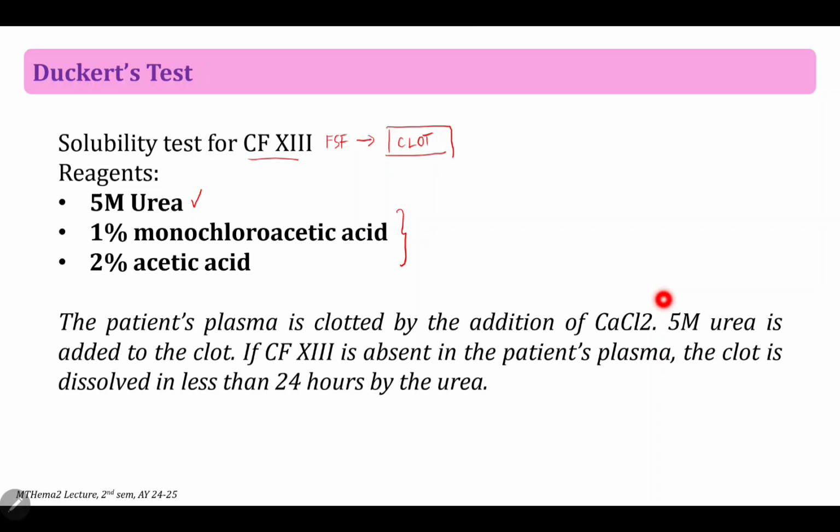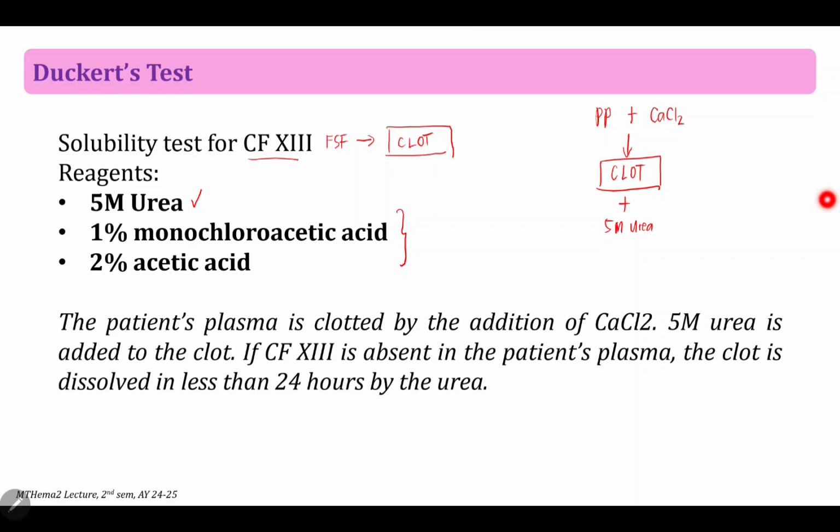Now, in Dockert's test, you have your patient's plasma combined with your calcium chloride. Your calcium is important in the coagulation mechanism as it functions as a cofactor in the different serine proteases of your cascade. Now, once you add your calcium chloride to your patient's plasma, you are now able to form your clot. After the formation of the clot, you now add your reagent, guys, which is your 5 molar urea.